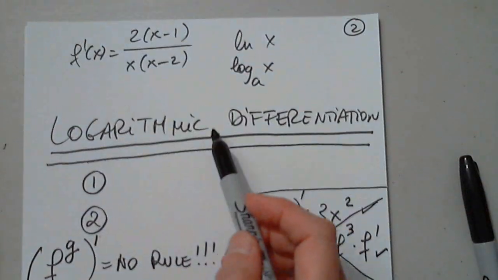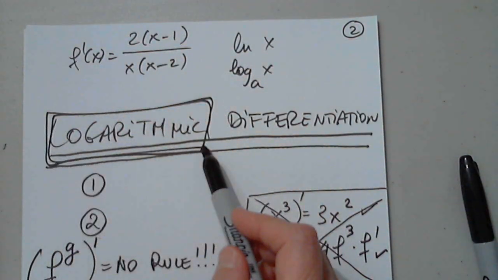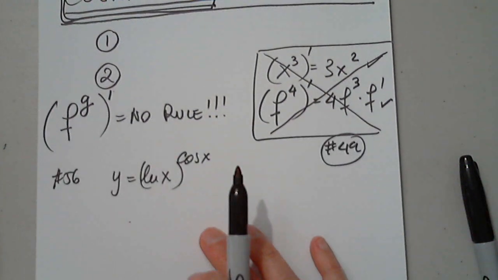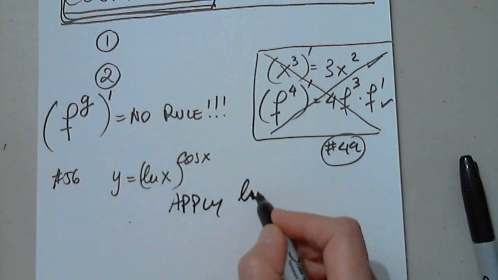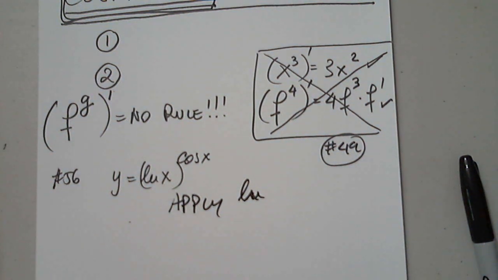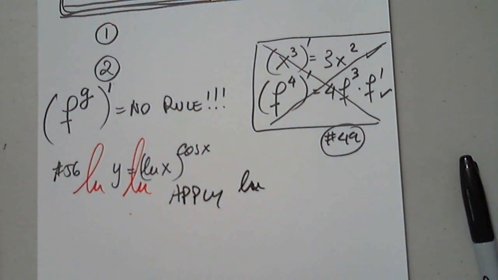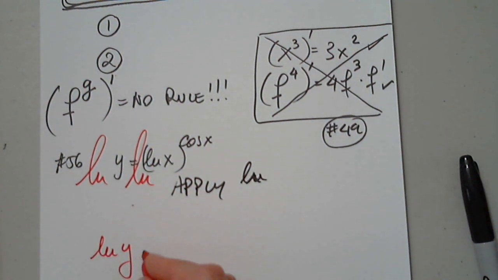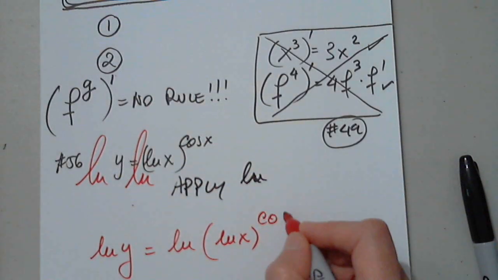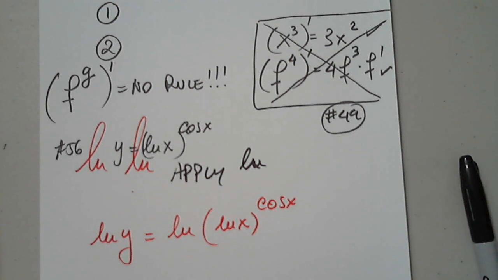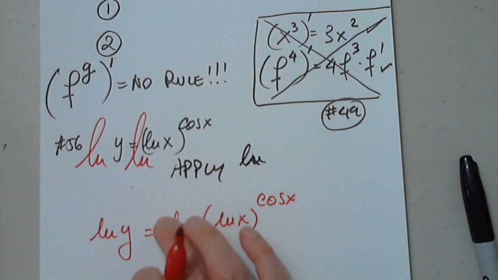So what we have to do is apply log to both sides first. So apply natural log to both sides. I'm going to apply natural log here and natural log here. The left-hand side is natural log y. The right-hand side is natural log of natural log x raised to cosine x. Now, how do we simplify this a little bit?